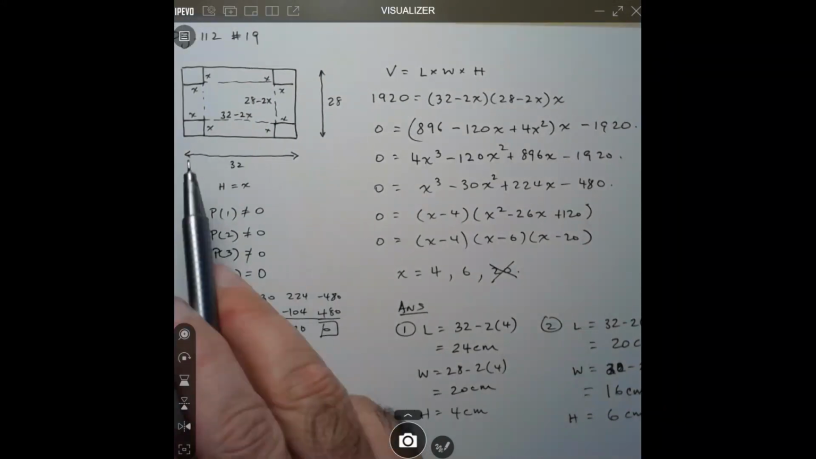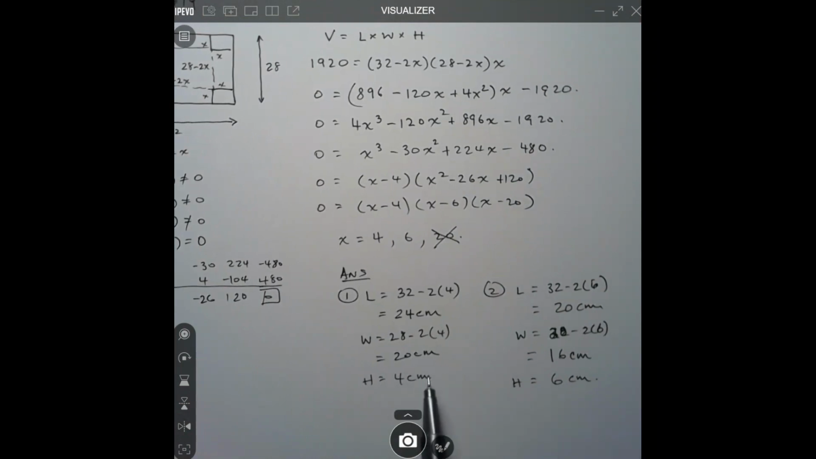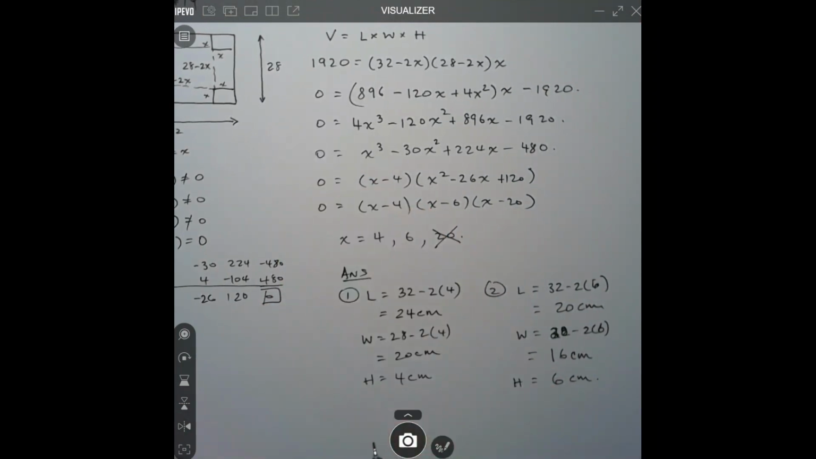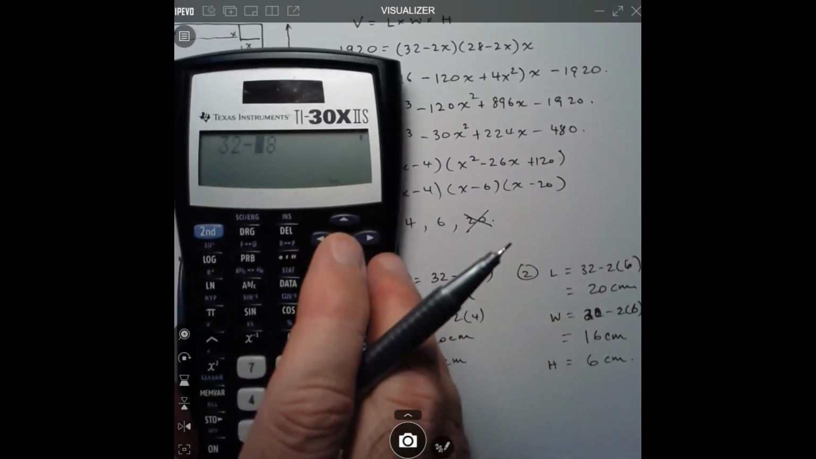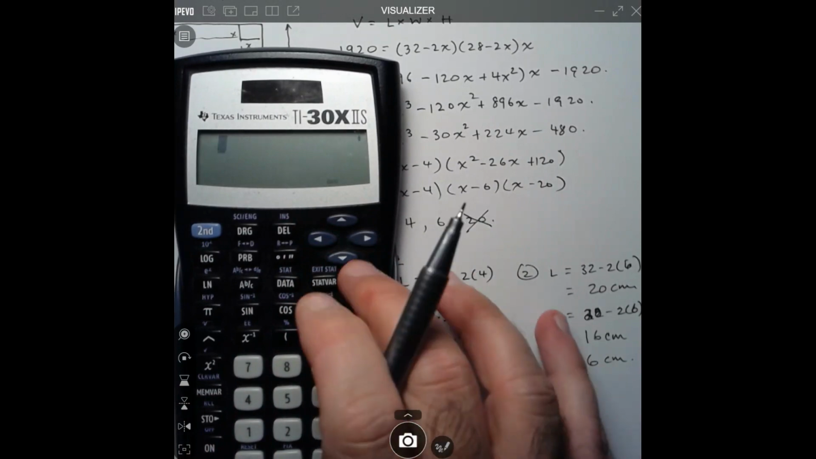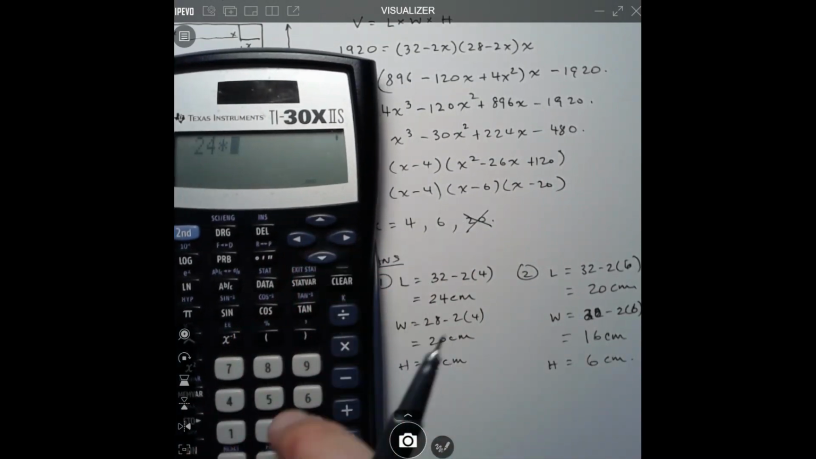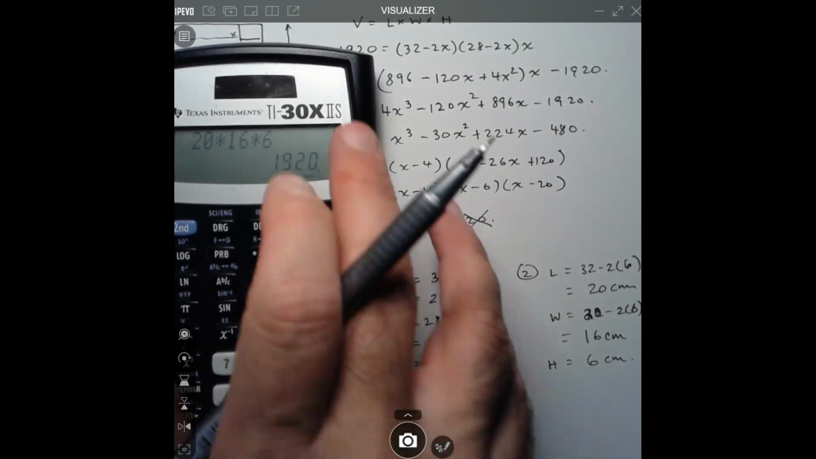So we can create an open top box in 2 different ways, and they will both meet the condition that the volume is 1920. Just for the fun of it, if you want to give a little check to make sure I didn't make any silly mistakes, let's do 24 times 20 times 4, and there you go, 1920. Let's do 20 times 16 times 6, also 1920.